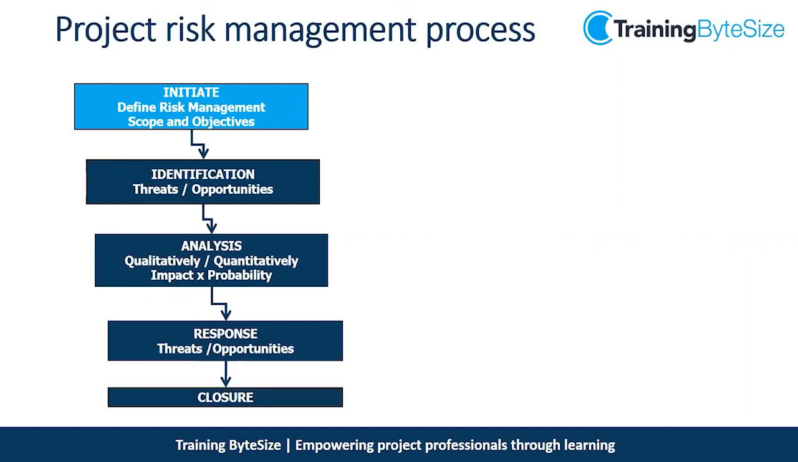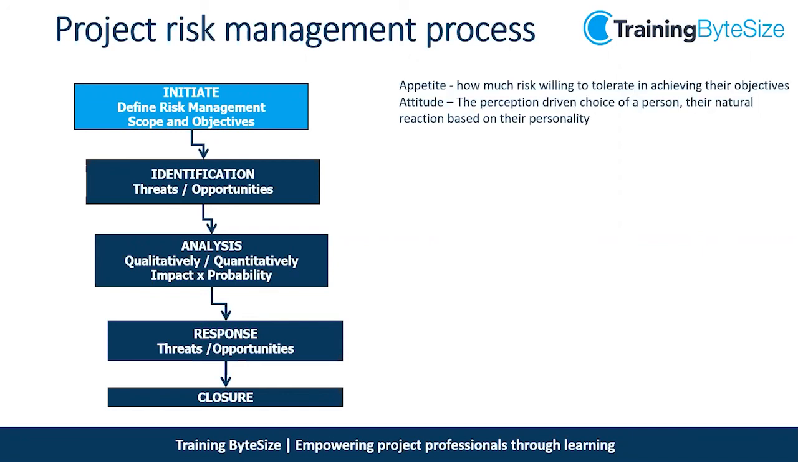Closure is then the risk is finished, the risk has happened, or the risk has gone by, or we've dealt with it and it's no longer a problem. We close off that risk, make sure it's now stopped. We don't need to do any further action against the risk. So here we have our appetite, attitude towards risk in the initiate step.